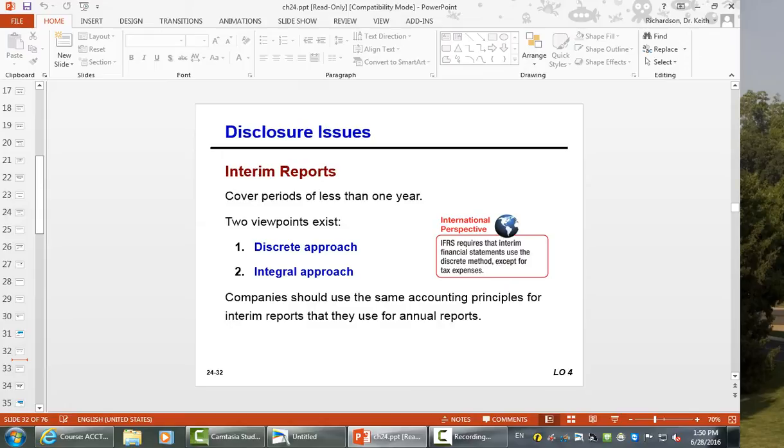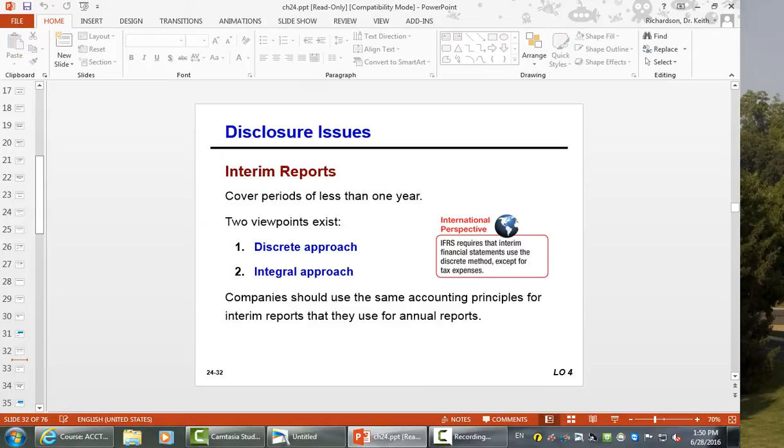Companies should use the same accounting principles for interim reports they use for annual reports. That would make sense. IFRS requires they use a discrete method except for tax expense, which you can spread across. What do we mean by that? If we treat it as discrete or we treat it as integral. Think about taxes, just for taxes. Discrete, I actually pick up the revenues and expenses for each period. What would you do with the taxes?